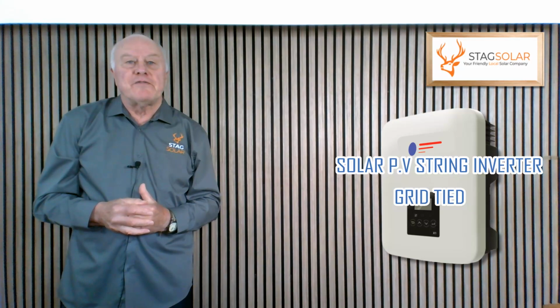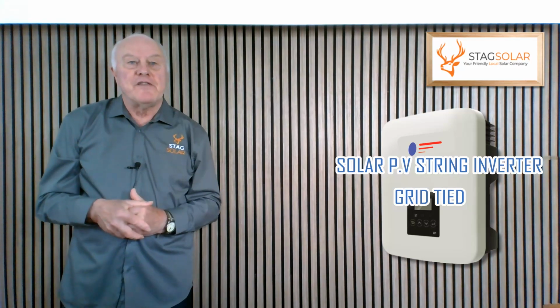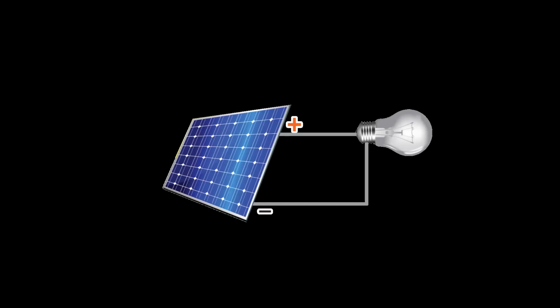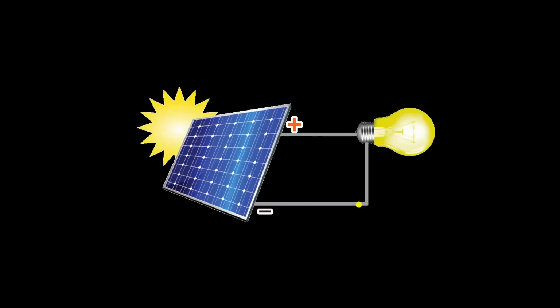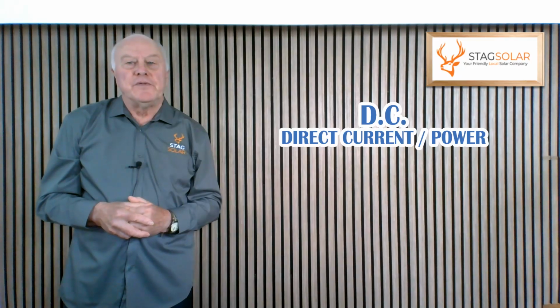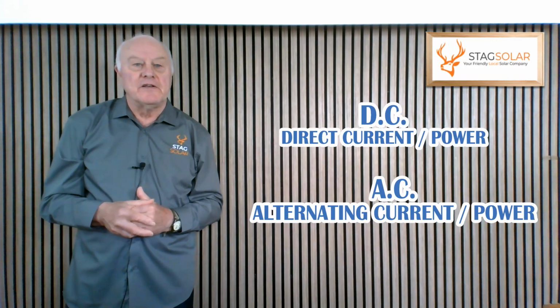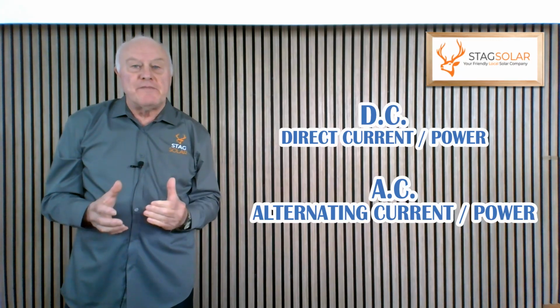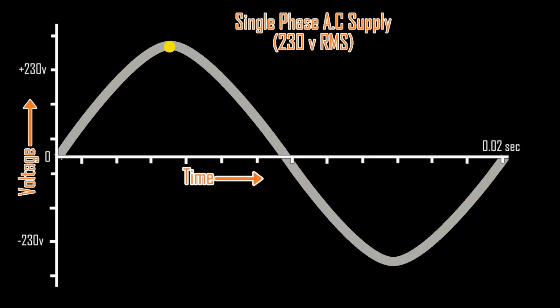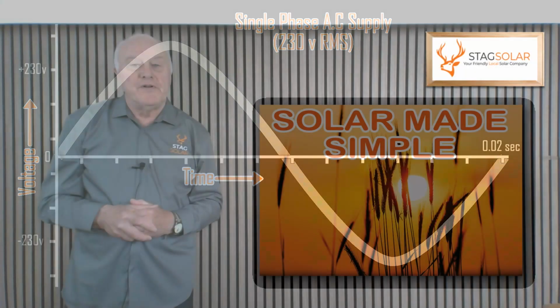But first, let's just have a quick look at this from the last instalment. This demonstrates that electricity from solar panels only flows in one direction and is called DC, direct current. Grid electricity is known as AC, or alternating current, because as this clip shows, the voltage is continually cycling between positive and negative. It does this once every 0.02 of a second. That's 50 times per second.